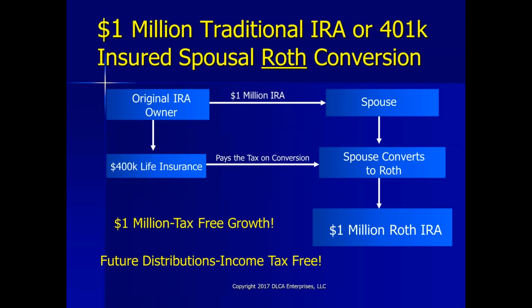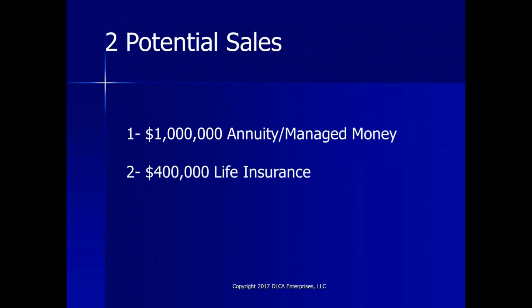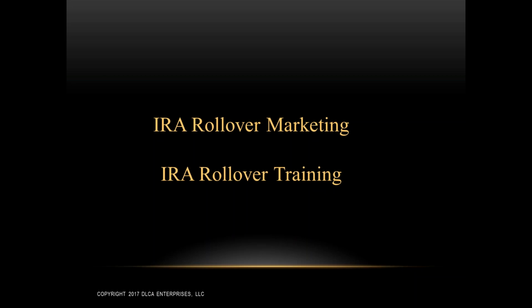What did it cost you to do this? It didn't cost you 40%. It cost you the premium on the life insurance. So there's 2 potential sales here: 1, $1 million into annuities or managed money, and 2, a $400,000 life sale. So those of you that sell annuities and manage money and sell life insurance, this is like it's built perfectly for your practice. So those are the 5 techniques.